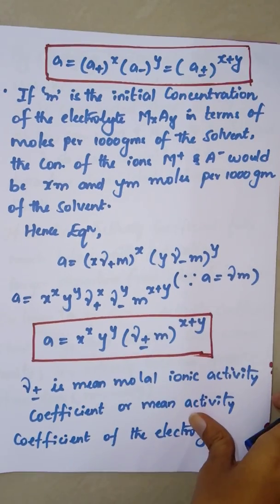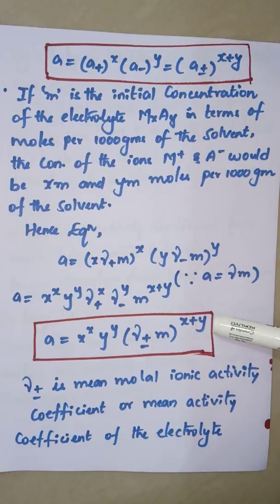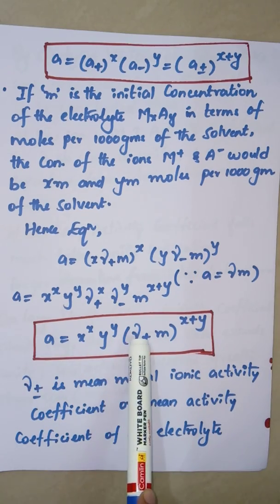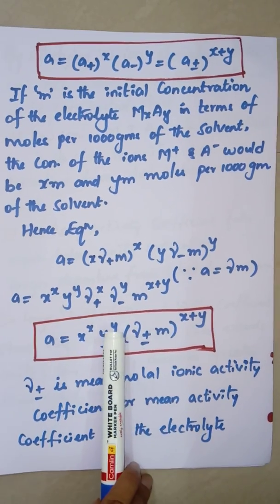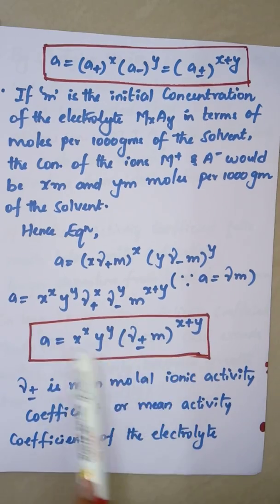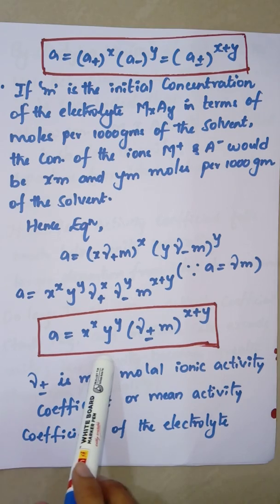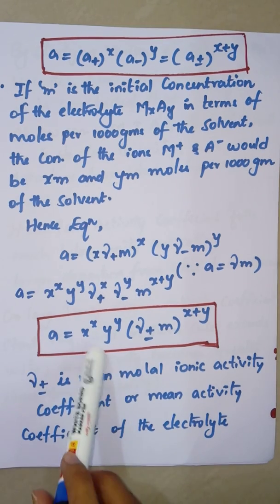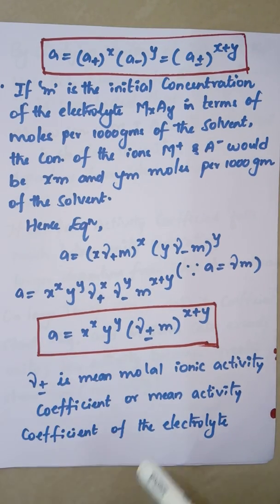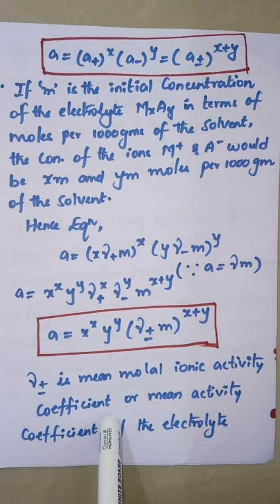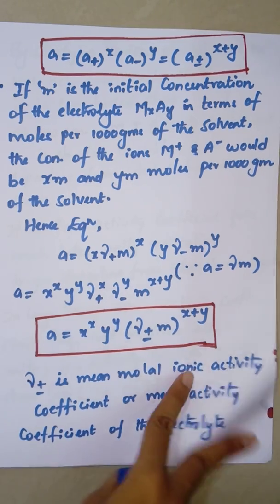Okay. So this is another equation for the activity, and this you can call the relation between the activity and mean ionic activity coefficient. So if they ask in the exam the relation between this, you have this formula, and they may also give you a problem based on this particular equation. So it's very important that you even remember this equation. Gamma plus or minus m is the mean molar ionic activity coefficient or mean activity coefficient of the electrolyte.